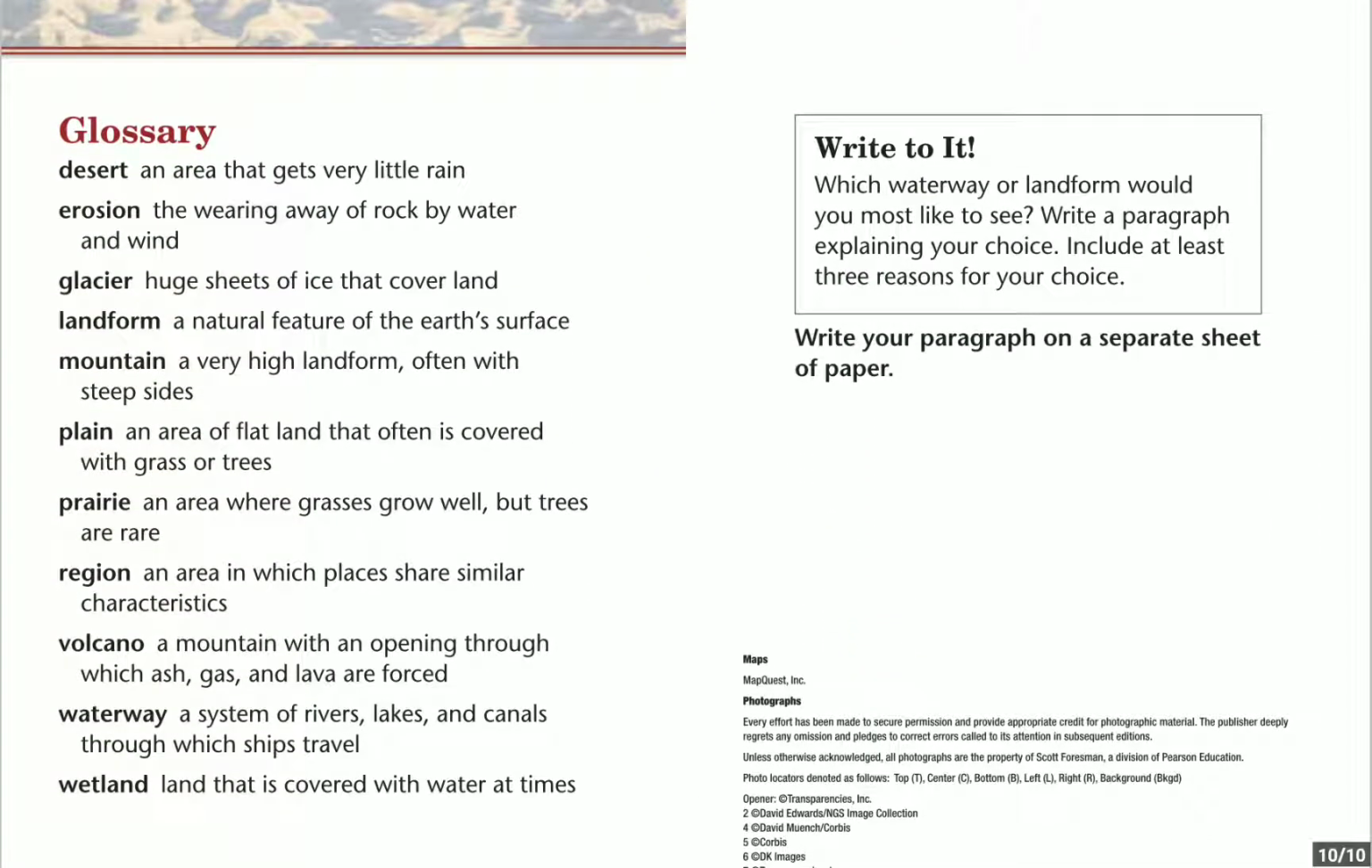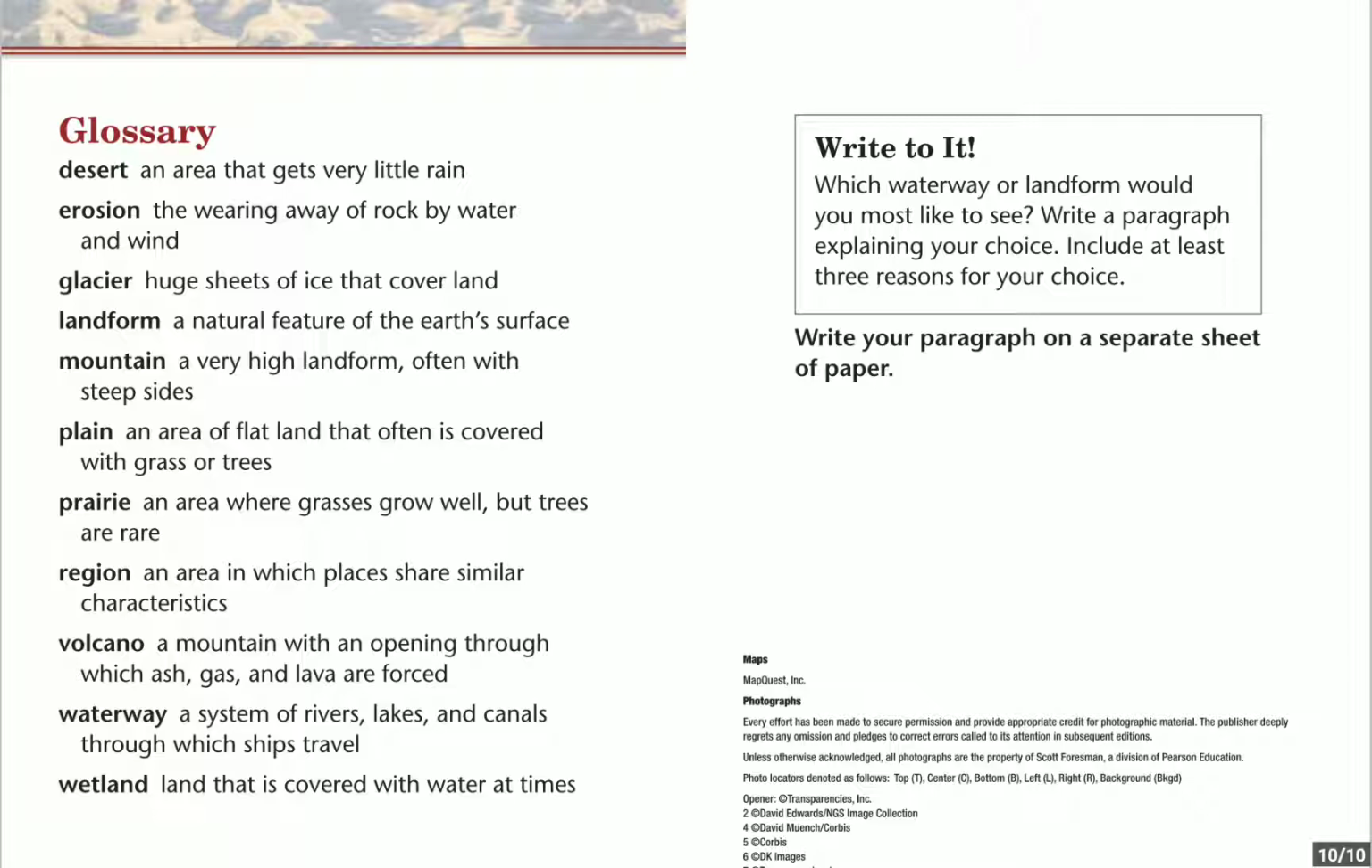Glossary: Desert: an area that gets very little rain. Erosion: the wearing away of rock by water and wind. Glacier: huge sheets of ice that cover land. Landform: a natural feature of the Earth's surface. Mountain: a very high landform, often with steep sides.